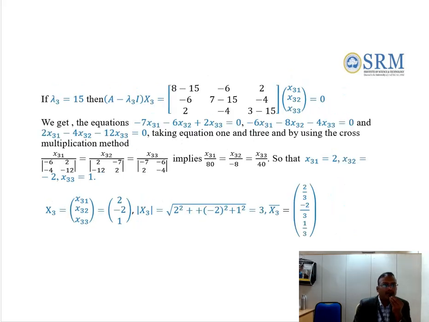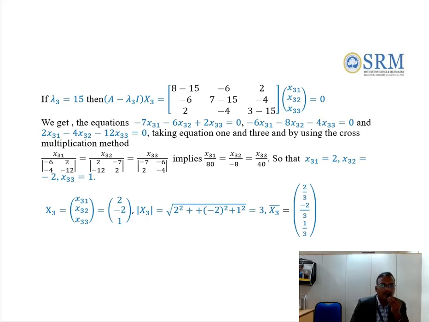Similarly, for the third eigenvalue lambda 3 equal to 15, we get the system of equations minus 7x31 minus 6x32 plus 2x33 equal to 0, and the second equation minus 6x31 minus 8x32 minus 4x33 equal to 0. By using the cross multiplication method, we solve that x31 equal to 2, x32 equal to minus 2, and x33 equal to 1, and its normalized eigenvector is (2 by 3, minus 2 by 3, 1 by 3). Okay, now we have all the eigenvectors and their normalized eigenvectors.